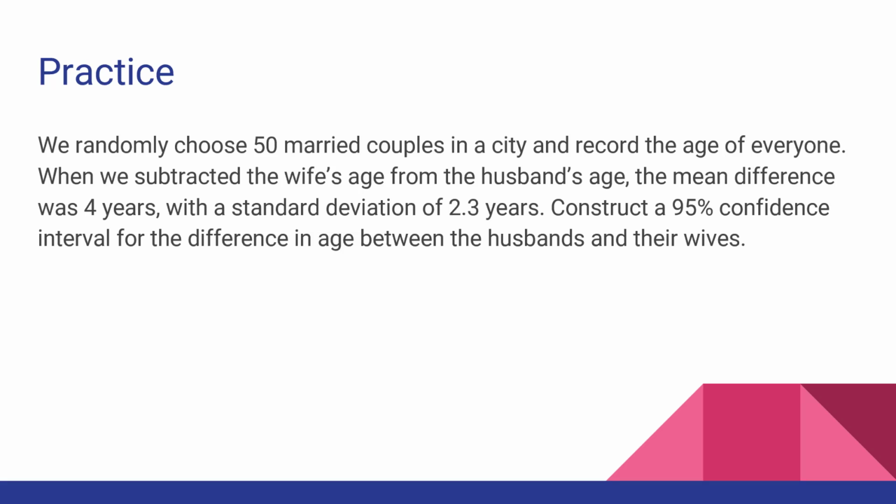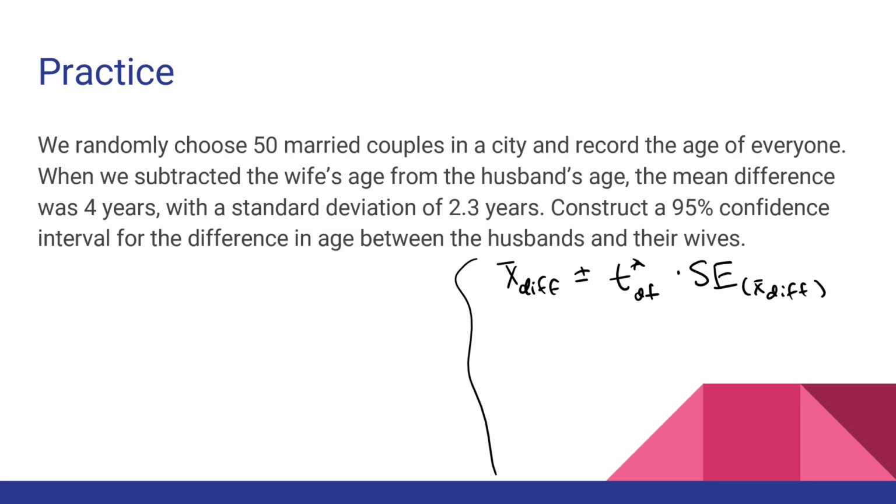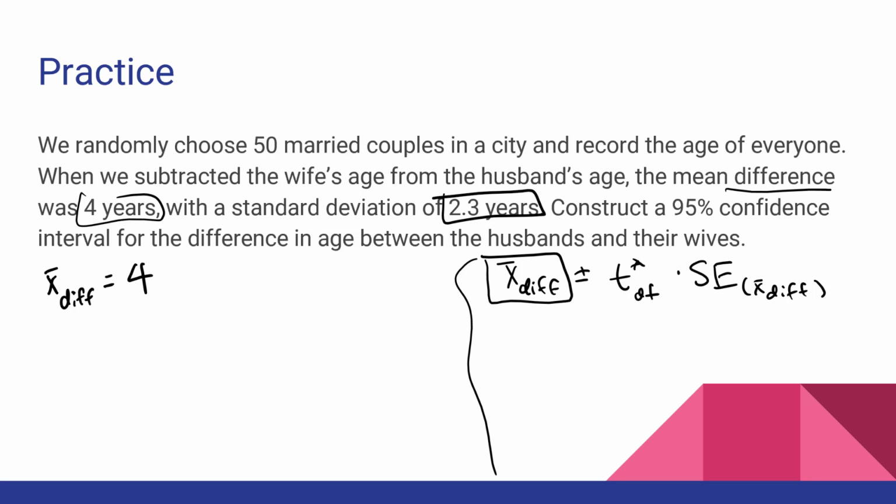First, what are our important numbers that we need? We know the formula looks something like this: x-bar diff plus or minus our margin of error, so our t-critical value times our standard error. The easiest one to find is our x-bar diff. What is the sample mean of differences that we got? It says here that we got a mean difference of 4 years, so our x-bar diff is 4. And it also gives us a standard deviation for the differences. That is our s-diff, so that's 2.3.